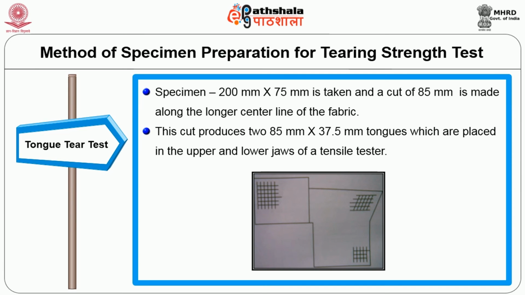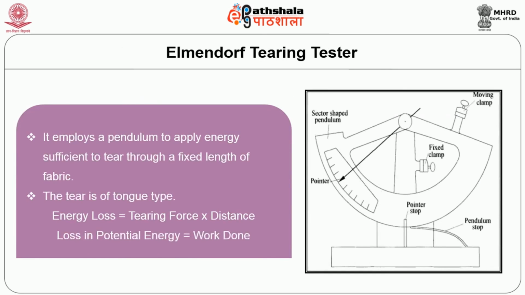Element of tearing tester. It employs a pendulum to apply energy sufficient to tear through a fixed length of the fabric. The tear is of tongue type. Energy loss is equal to tearing force times distance. Loss in potential energy is equal to work done.